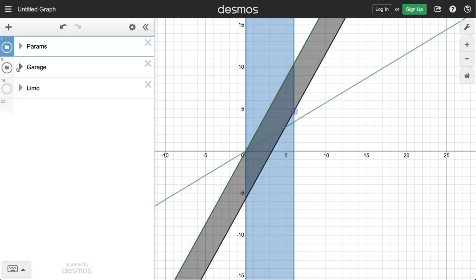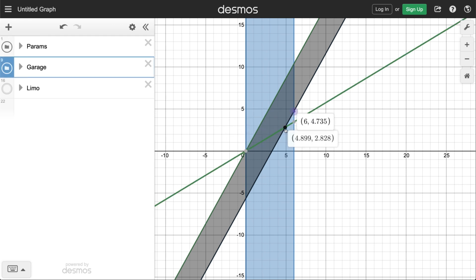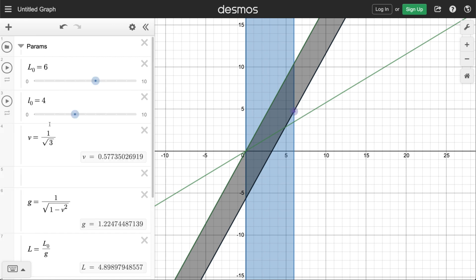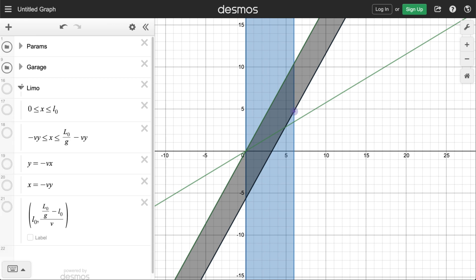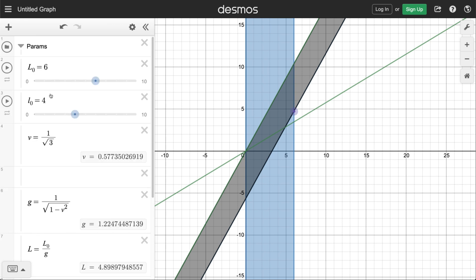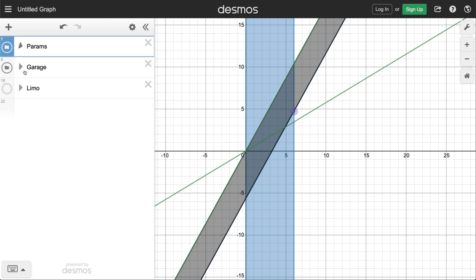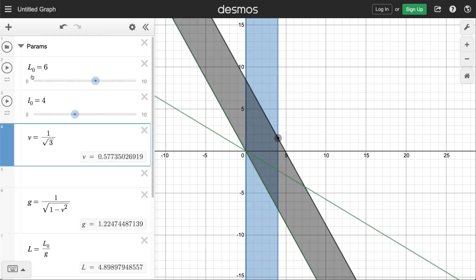So let's look at that from the garage perspective. Here's the point B, and what we're saying is, if v was to go slightly greater, then the limo would change. Let's have a look.